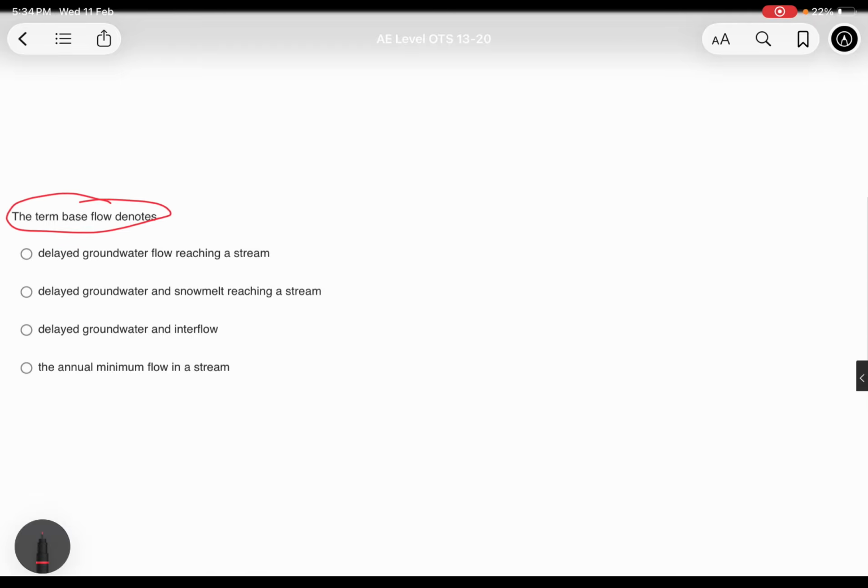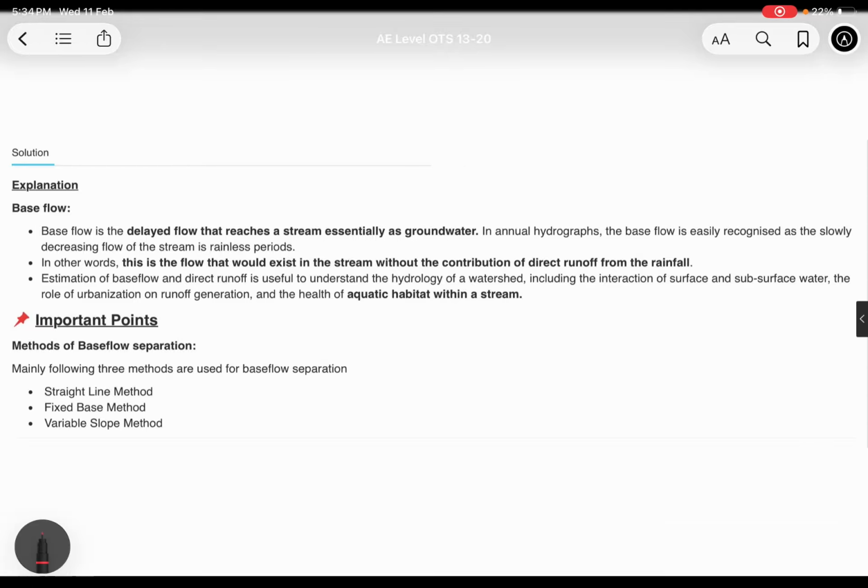The term base flow denotes the delayed groundwater flow reaching a stream. Let us talk about base flow. Base flow is a delayed flow that reaches a stream, essentially as groundwater.